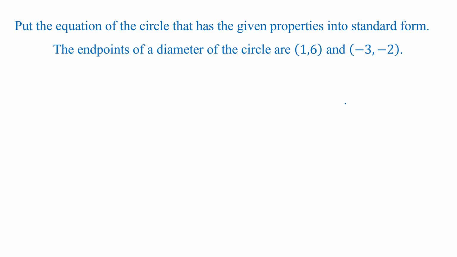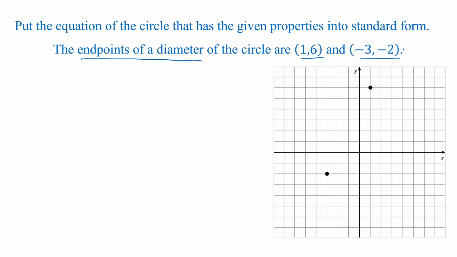Then next, we're going to find the equation of a circle again. This time we have the endpoints of a diameter are (1, 6) and (-3, -2). So looking at these two endpoints of the diameter in the coordinate system, we're going to have something that looks like so. The first thing we want to do here is find the center of our circle. So note that the center is going to be the midpoint of those two endpoints of the diameter.